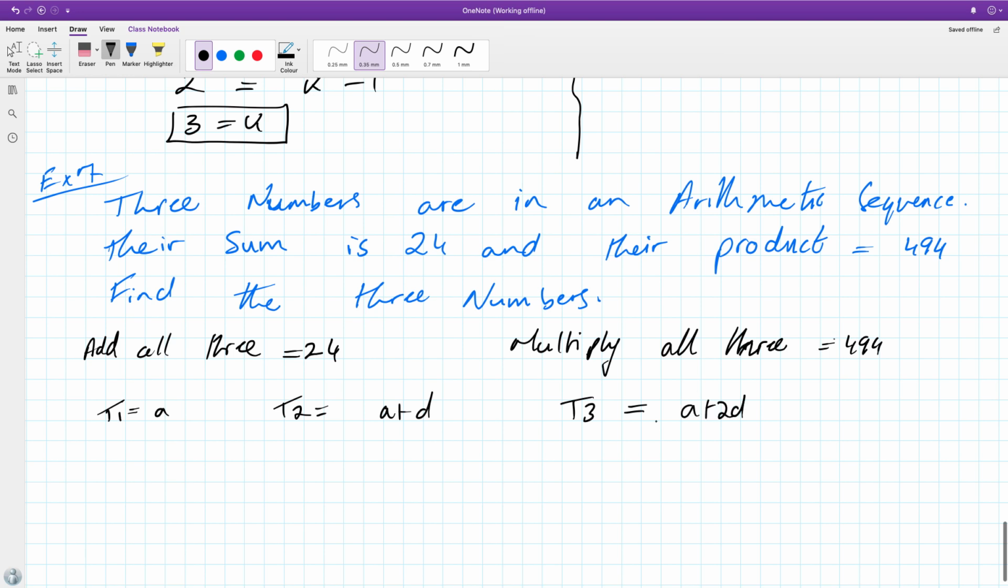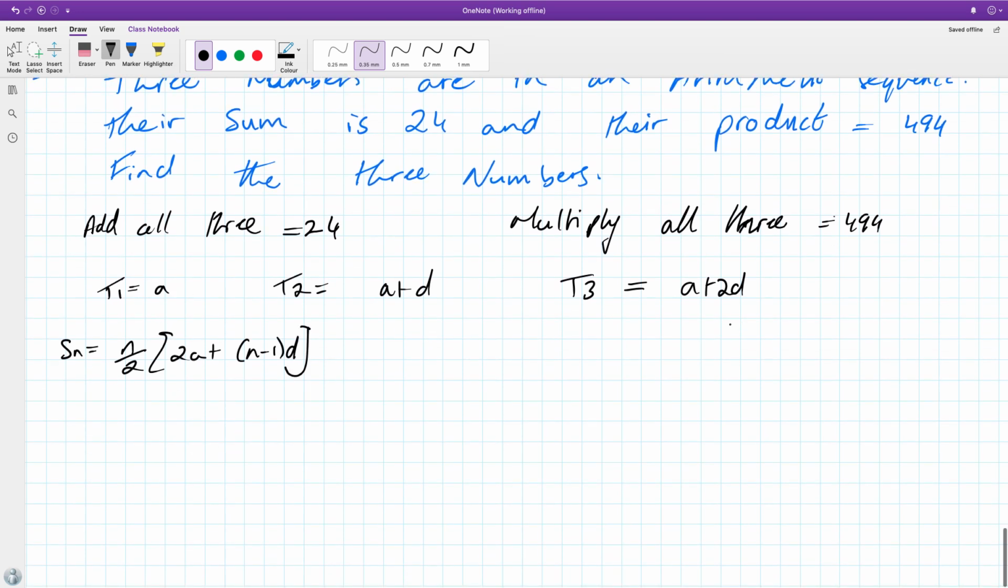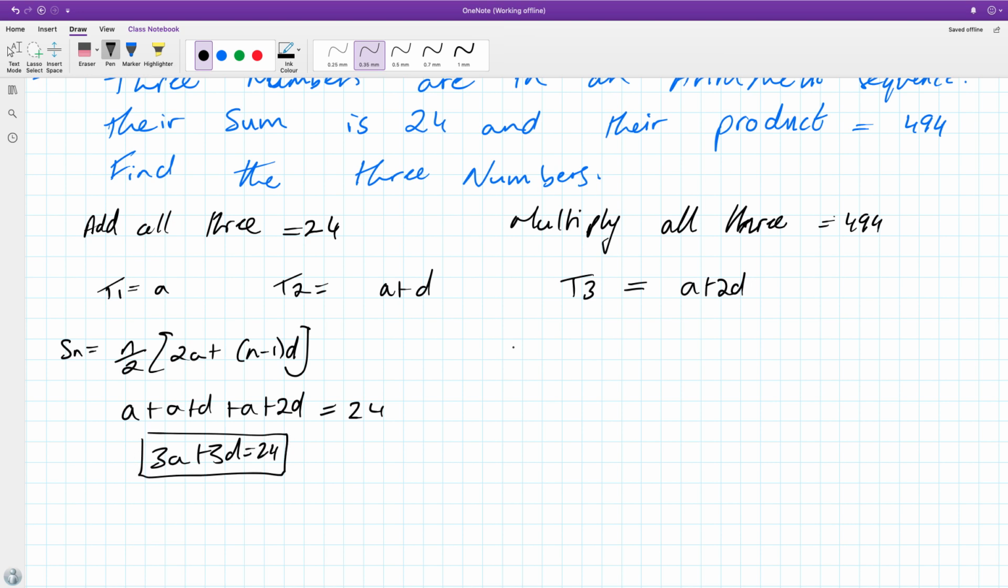Now, to add all three, you can either use the SN formula, which is n over 2 times 2A plus n minus 1 times D, or you can simply just add all three of them together. Either way, you'll get the same answer, because that's what it means. The sum of 3 means adding 1, 2, and 3, or else you can just literally put them in and add them yourself. A plus D plus A plus 2D should be equal to 24, which is 3A plus 3D equals 24. And there's that. Is that right?